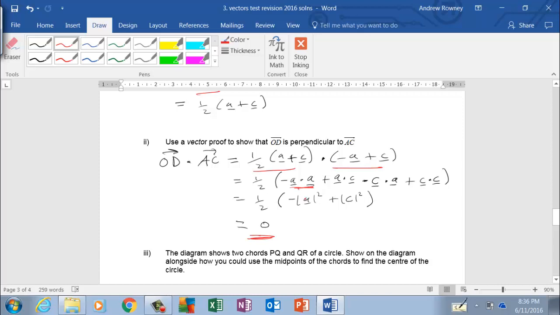Notice that A dot A is A squared and C dot C is C squared. These cancel out. This is foiling: first, outers, inners, last. And the two dot products are A squared and C squared, because if you dot A with A, that's length A times length A times cos theta, because the angle between them is 0, that's 1. So it's length A times length A, which is length A squared.